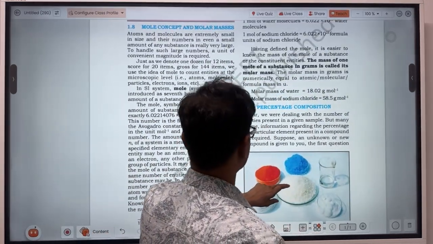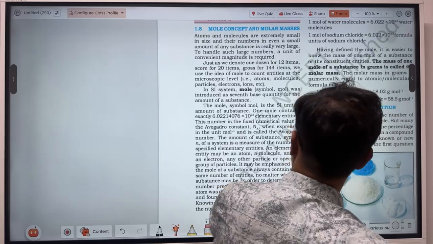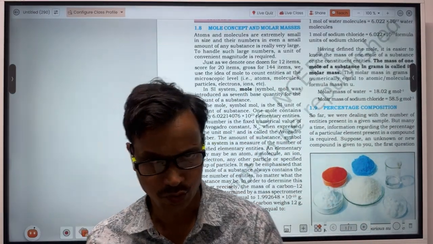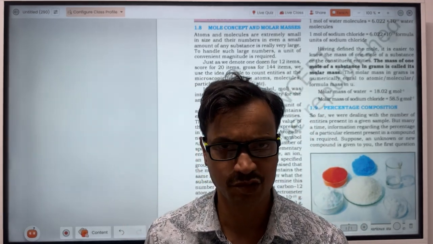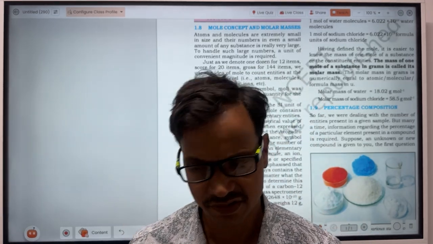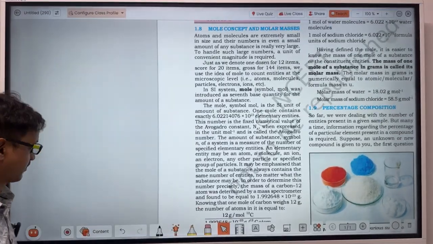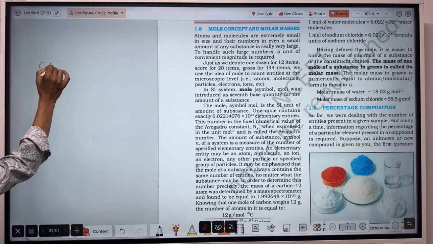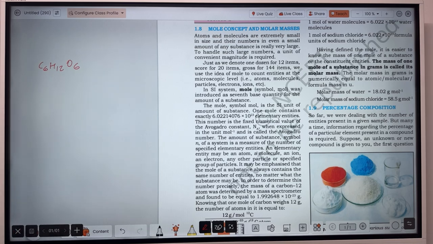On the basis of this percentage composition, let's see one example also. Let's see the percentage composition in glucose. We will calculate the percentage composition in glucose. So the molecular formula of glucose is C6H12O6. Molecular formula, that much.